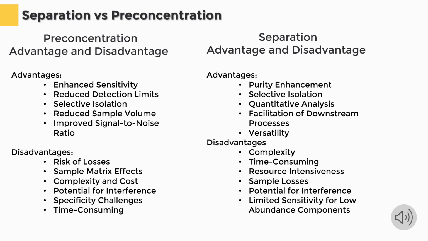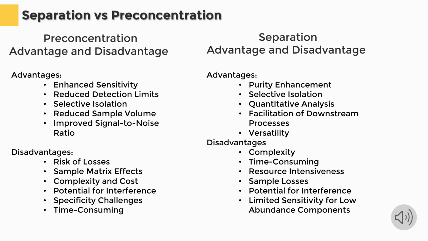Based on the list below, it shows the advantages and disadvantages of preconcentration and separation methods. Now, the selection between preconcentration and separation methods in analytical chemistry hinges on the analysis goals, sample characteristics, and specific requirements. Preconcentration boosts the sensitivity by increasing analyte concentration, reducing sample volume, and selectively isolating the target substance, making it valuable for trace analysis. However, drawbacks include potential losses, sample matrix effects, complexity, and cost.